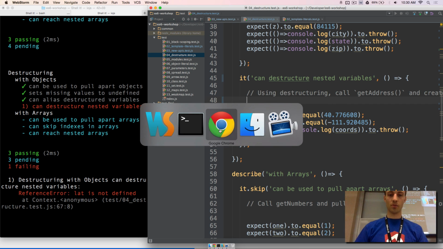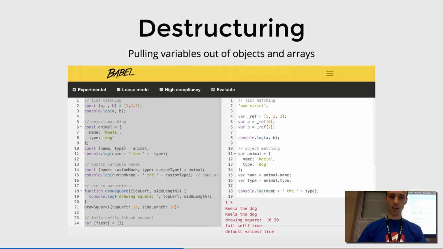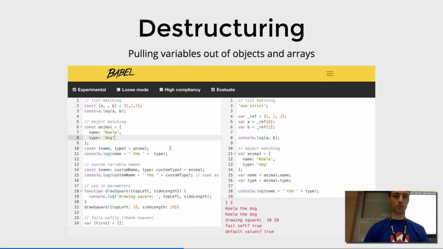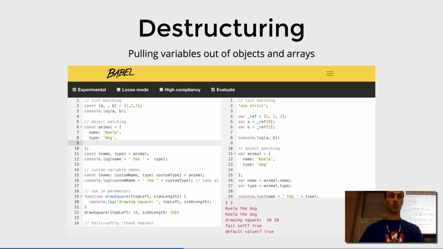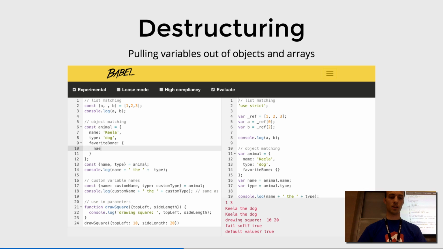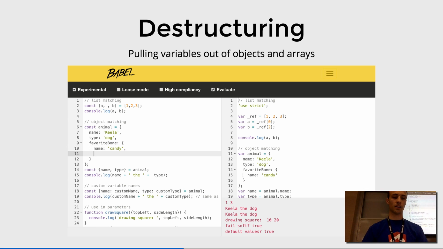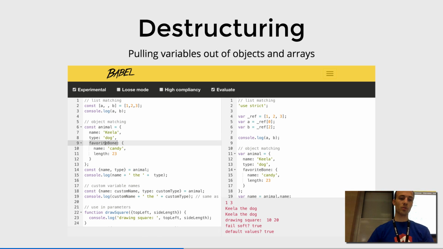So let me go back to the Babel. And here, if I have on my animal object, I have, I don't know, favorite bone. And this bone has a name, of course, and it is, I don't know, candy. And its length is 23, I don't know. So we want to be able to pull out the name and length properties off of the favorite bone property off of the animal. So how do we do this?